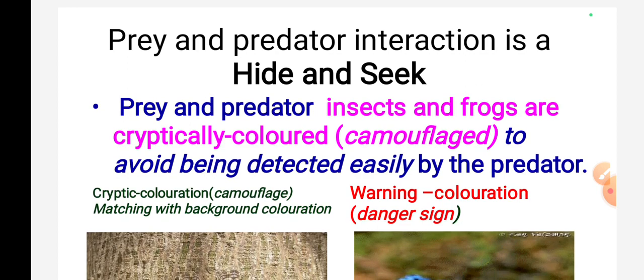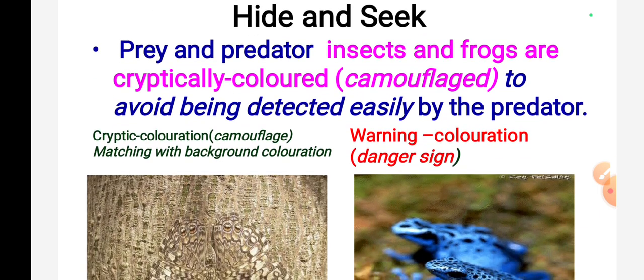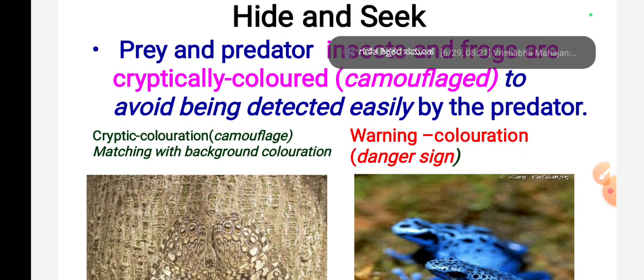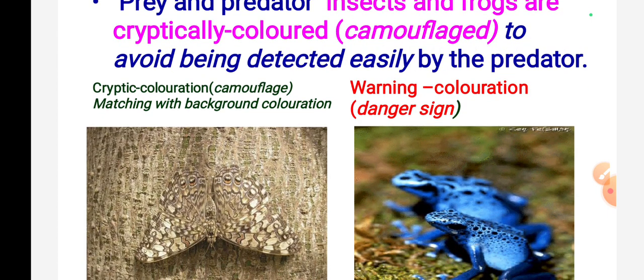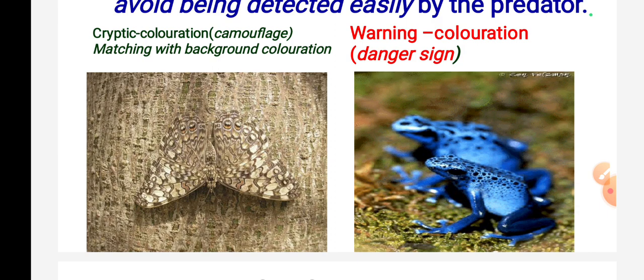Prey and predator interaction is hide and seek. Prey insects and frogs are cryptically colored, camouflaged to avoid being detected easily by the predator. Example: cryptic coloration or camouflage, matching the background coloration. For example, see here a butterfly matched its body color with a tree trunk.